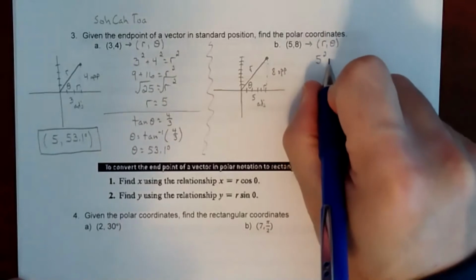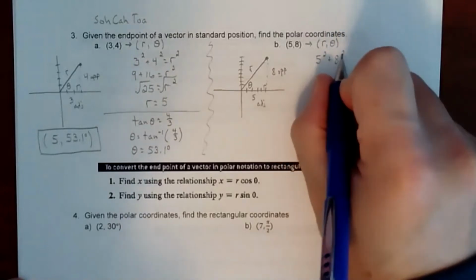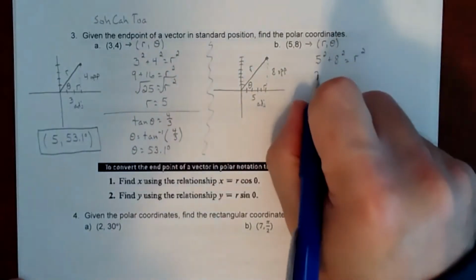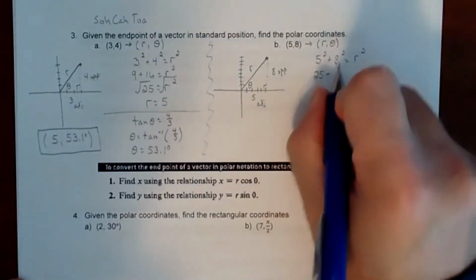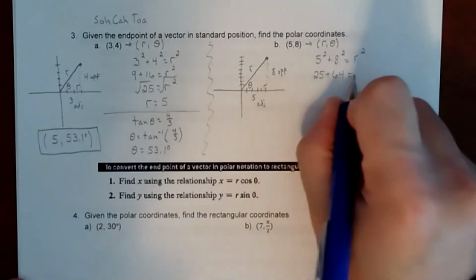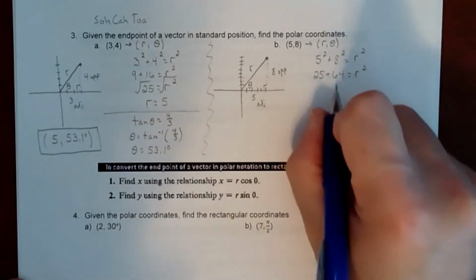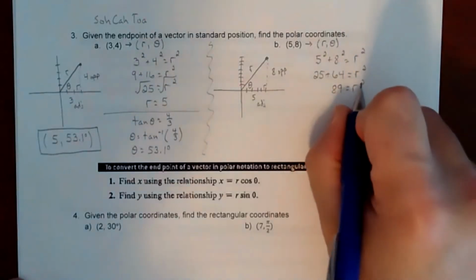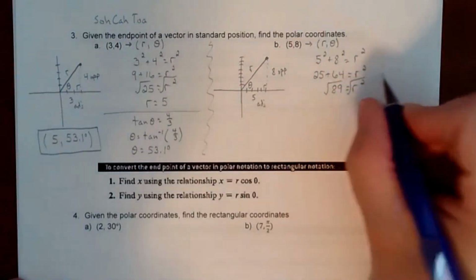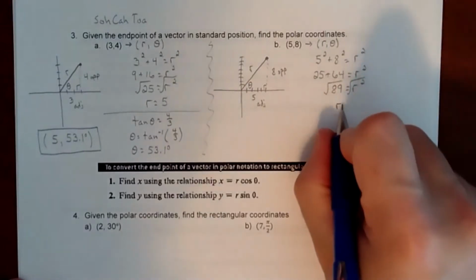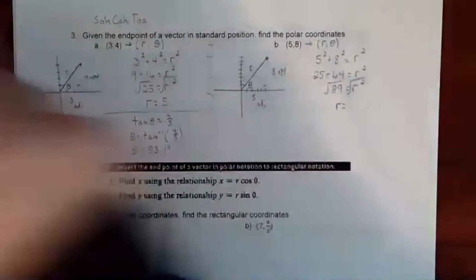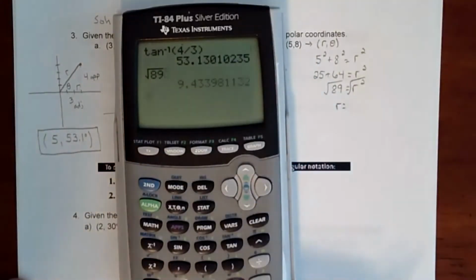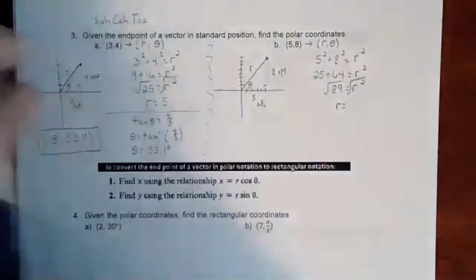Okay, so if we do the Pythagorean theorem, we got 5 squared plus 8 squared. It's going to equal r squared. So that's 25. 8 squared is 64. That's 89. Square root. So if you square root, I don't know, it's not a perfect square. Square root of 89, we get 9.4.